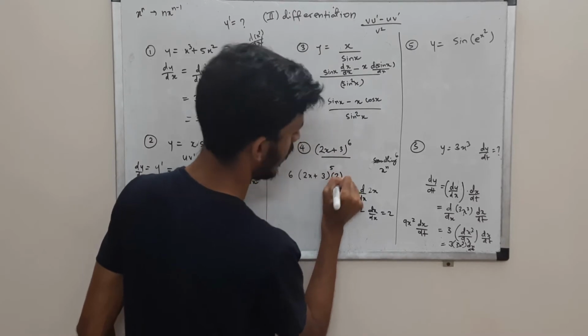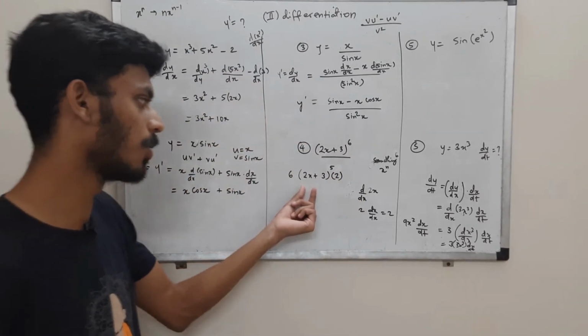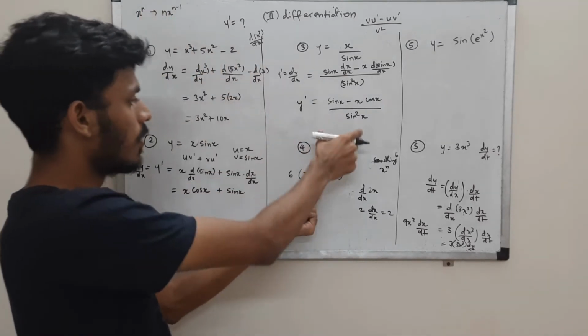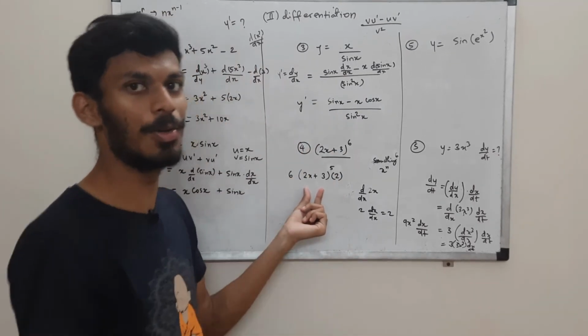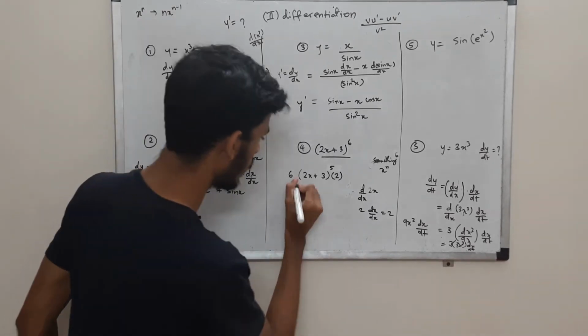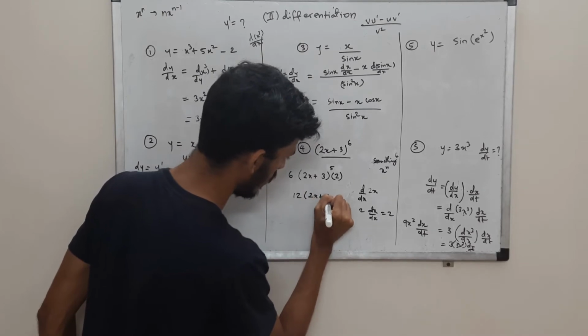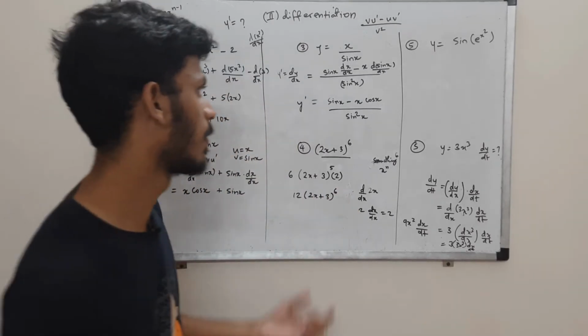So once you differentiate this form, you go into the bracket and differentiate it. That is what you do in the chain rule. So 6 into 2, that is 12, and 2x plus 3 the whole raised to 5. Now let's come to this one.